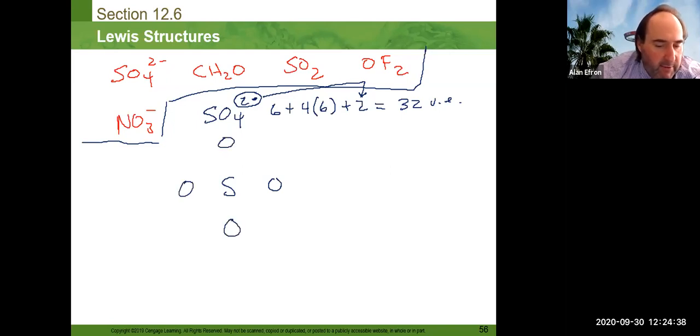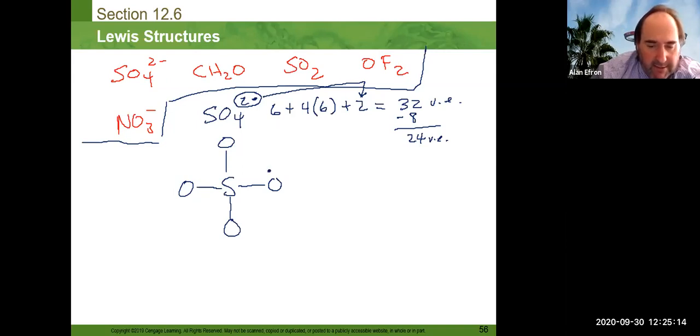So again, at this point, what we're going to do is just simply put a single bond from the sulfur to each of the oxygens. And by doing that, I have now put 2, 4, 6, 8 electrons. So we got 24 electrons still to go. Those again are going to go on the outside in pairs until each of the outside ones have 8. Since we don't have hydrogen in here anywhere, we don't have to worry about that. So everybody's going to need 8 here.